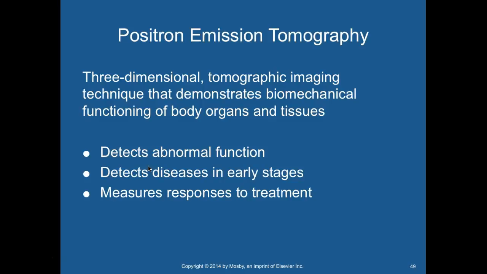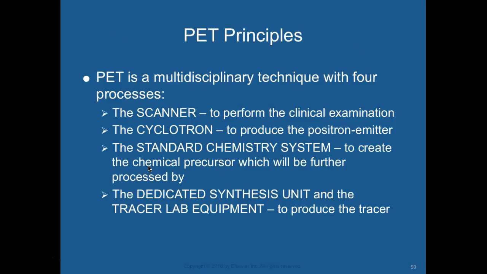All right, so positron emission tomography is three-dimensional. It's a tomographic imaging technique that demonstrates biochemical function of the body, organs, and tissues. It detects abnormal function, detects disease in early stages, and measures response to treatment. So if we're giving chemotherapy and radiation, it's going to tell us if it's working or not.